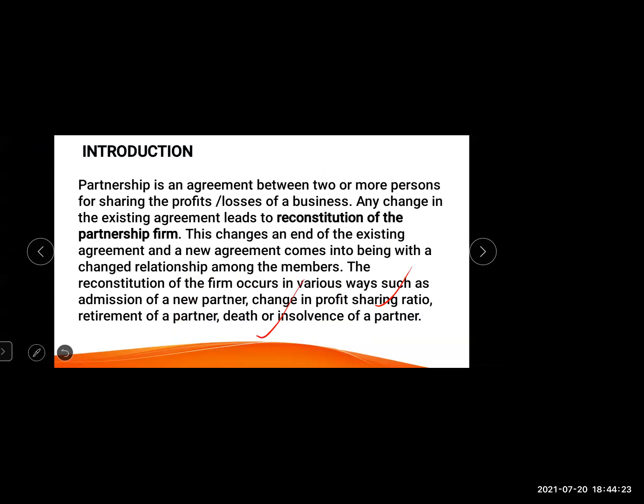Next is death or insolvency of the partner. Death means something sudden. Like I said, A, B and C were sharing equally, right? Suddenly C is dead. So their ratio changes again. The earlier agreement was among all three, A, B and C. Now the new agreement, a reconstitution of the agreement, will be made between only A and B. Understood? Why? Because C has died. Till here it is clear?